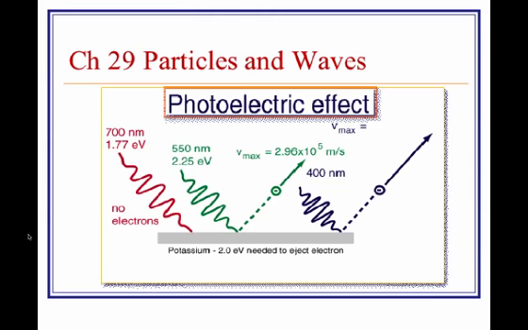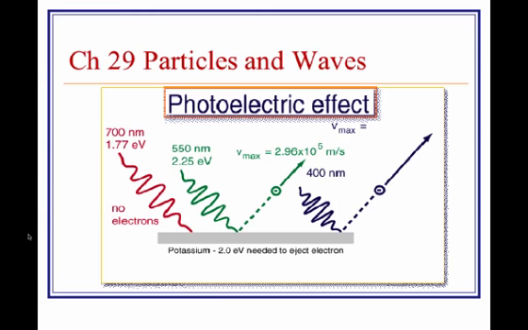So here we have a quantitative example of the photoelectric effect. We have potassium, which needs 2 electron volts in order to eject an electron. And we have different types of photons of different wavelengths incident on this potassium sheet. I'll go through some calculations step by step in the next slide, but let's look here for a second. We have the incident red light, 700 nanometers. It has about 1.77 electron volts of energy. It doesn't have enough energy to eject an electron.